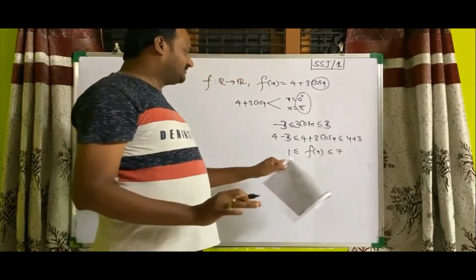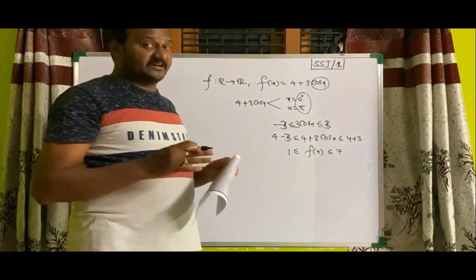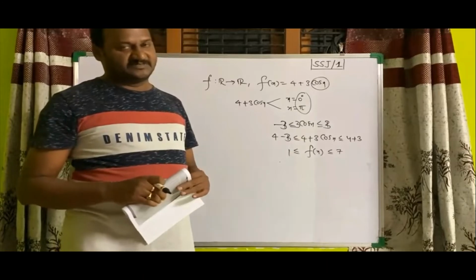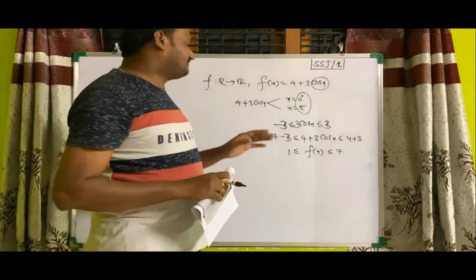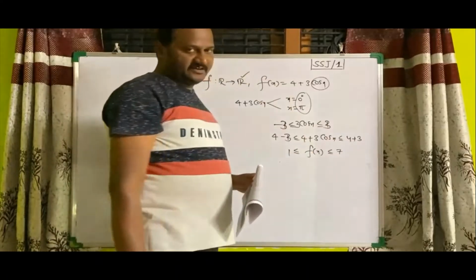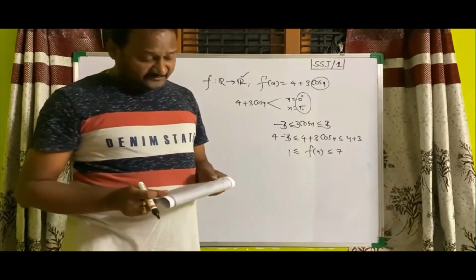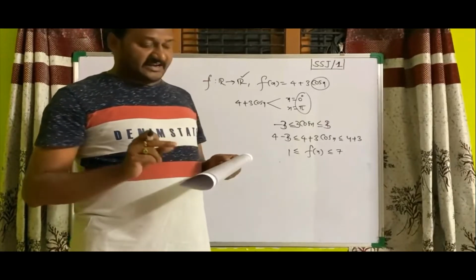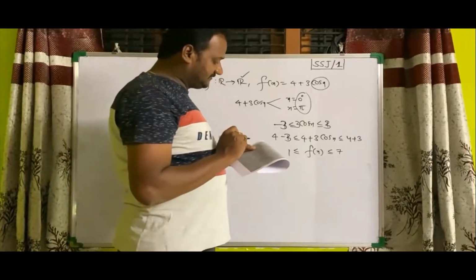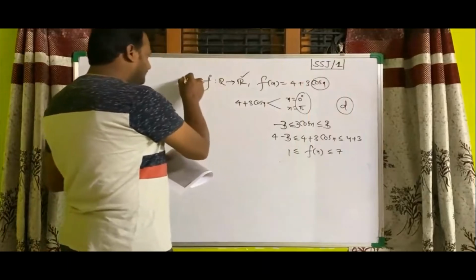It means f of x is always between 1 and 7. Before 1 there are infinitely many real numbers, and after 7 there are infinitely many real numbers. It means you cannot map every single element of this codomain. Therefore, it is not an onto function either. Therefore, here f is neither onto nor one-to-one. Therefore, the answer for the second problem is absolutely D.